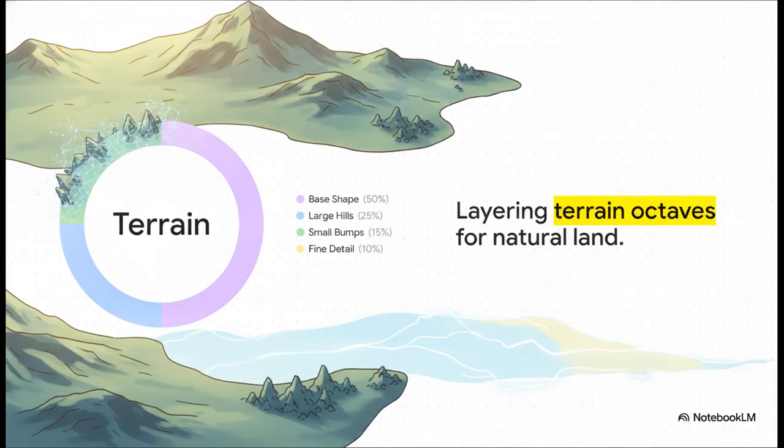To give it that natural variation, the developer stacks 4 different octaves of this Perlin noise on top of each other. Think of it kind of like painting. You start with the broad strokes, that's the base continent shape, and then you layer on large hills, small bumps, and finally fine surface details. Each subsequent layer adds amazing complexity, but has a progressively smaller influence on the overall shape. It gives us everything from rolling plains to highly textured rocky outcrops.